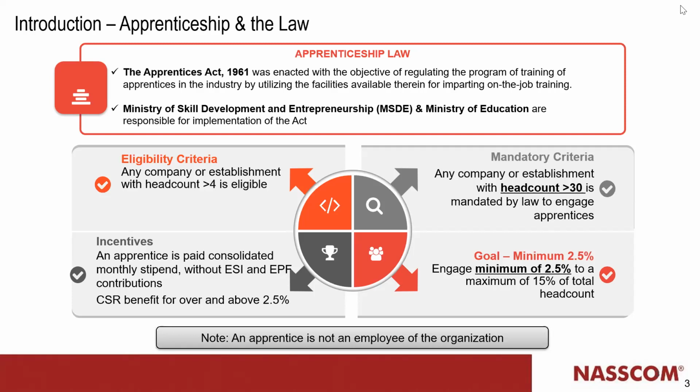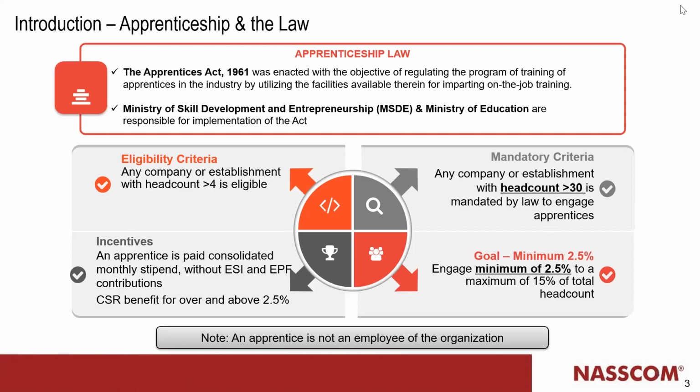And ESI and EPF are not applicable to apprentices. That is an indirect benefit to the organization, because as you know, organizations also need to contribute towards ESI and EPF, which is definitely not necessary for apprentices. There is also another benefit, the CSR benefit. We'll discuss that in more detail later on. To recap, an apprentice is a trainee. He or she is not an employee of the organization, but it is the obligation of the established organization to skill the entry-level workforce who are qualified but not skilled, to prepare them for the future work of the industry.